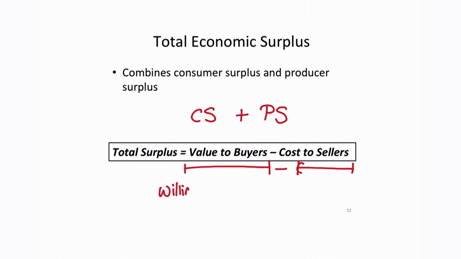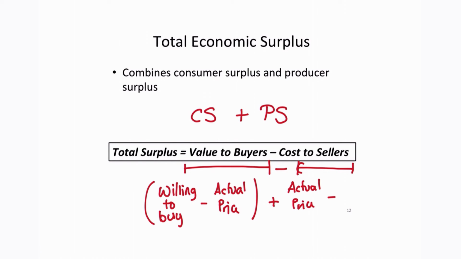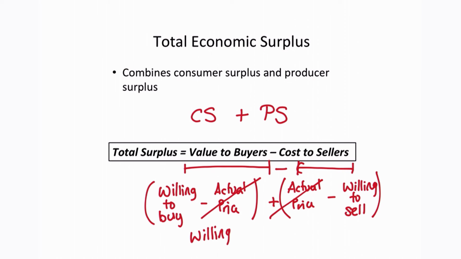Now, why is that? Well, when we look at consumer surplus, this is the willingness to buy minus the actual price plus the producer surplus, which is the actual price minus the willingness to sell, which is really based on our cost. So if we equate this, we can get rid of the actual prices on both sides so that our total surplus is the willingness to buy minus the willingness to sell, which is also the cost to sellers.